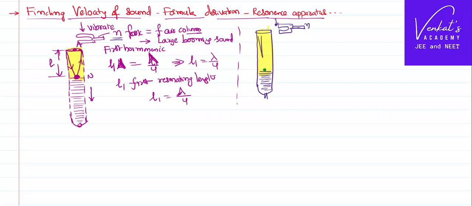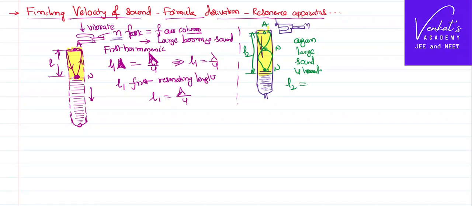to the bottom of the column. Here a formation of a node happens. The next kind of vibration happens with a node, and at the top there is an antinode. So for a particular position of the air column, again for the same fork, a large booming sound is heard. At that large booming sound, the length of the air column is now different. We can call it L2.